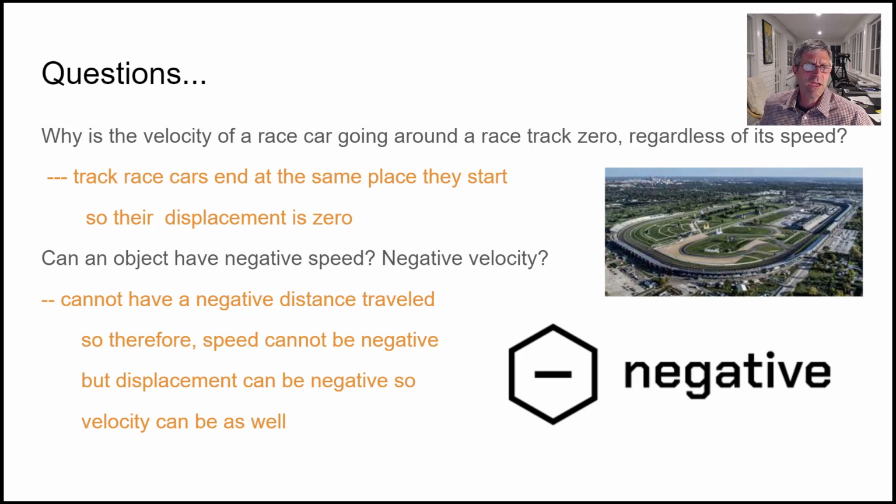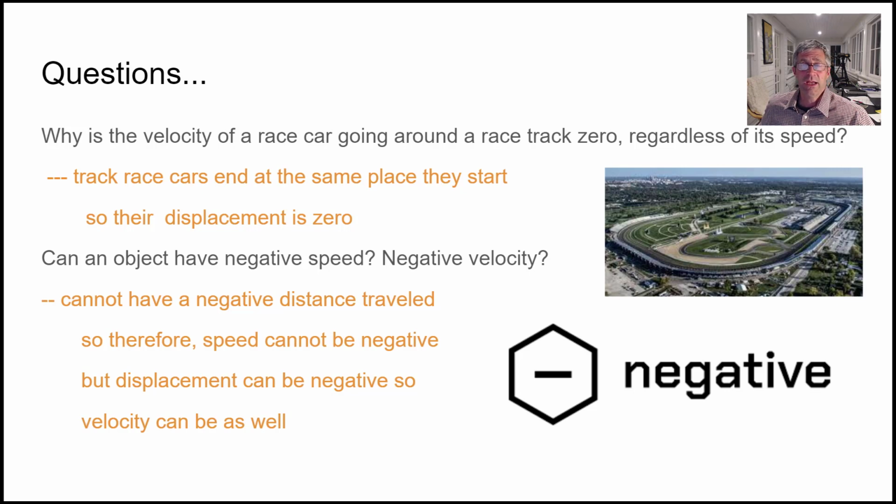Negative speed, so yeah, I can't do that. So you really can't have negative distance traveled, right? So either you travel some distance or you don't. So if you travel any distance, right, doesn't matter direction, there's going to be a positive distance, and that'll be a positive speed. So speed can never be negative.